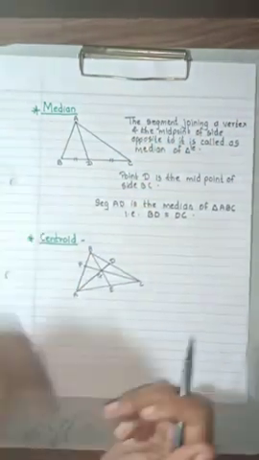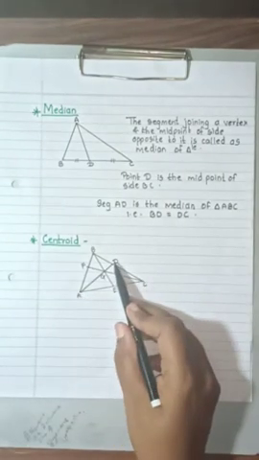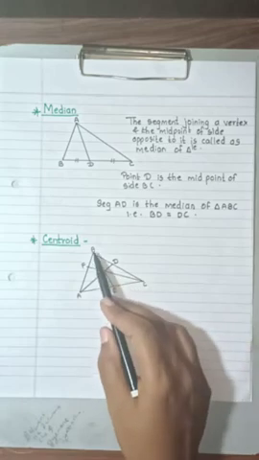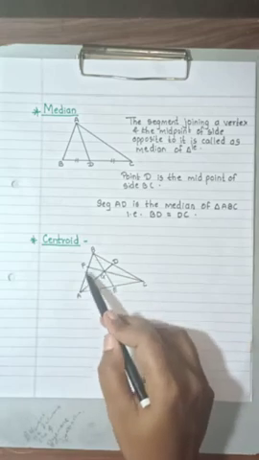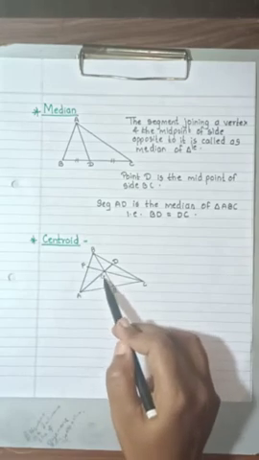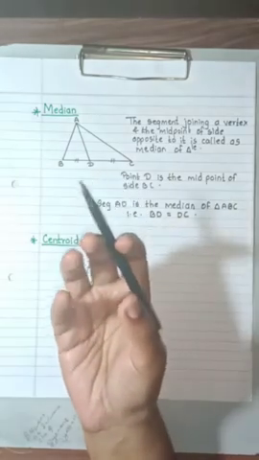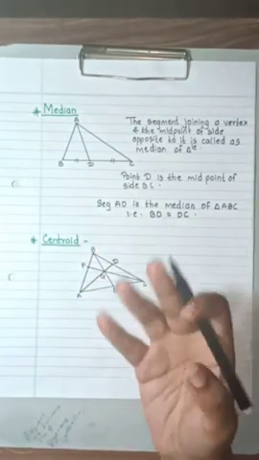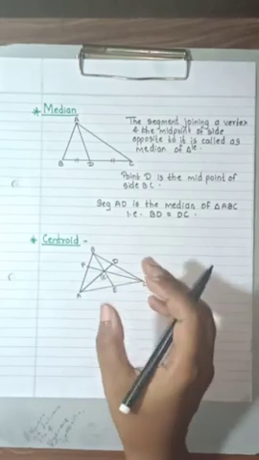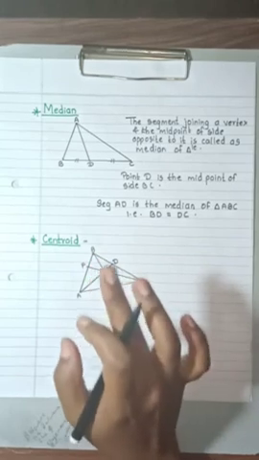Now you can see in this diagram median AD, and again median BE and median CF. All these three medians meet at a point G. You can call it the central point. Therefore, G is called the centroid of triangle ABC. I hope it is clear to you all.